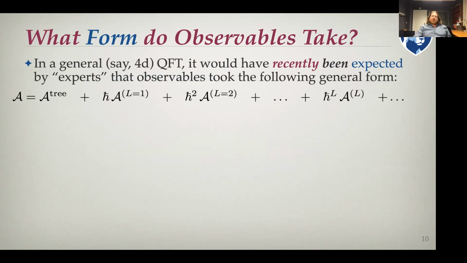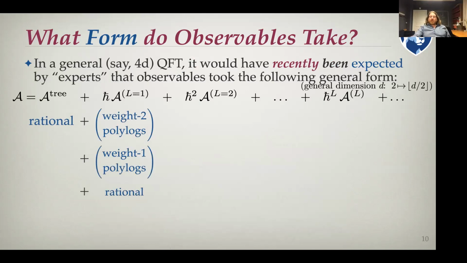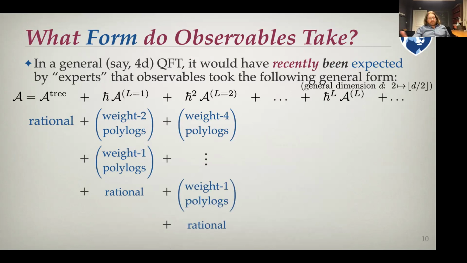So, of course, you have the loop expansion, the perturbative expansion. And at tree level, there's just sums of Feynman diagrams. There's no integrals to do. And so you get a rational function at leading order. And at one loop, in 4 dimensions, you'd get weight 2 polylogs plus weight 1 polylog plus rational. And you can replace 2 with floor of d over 2 if you'd like to talk about general dimensions. But then you'd have this kind of an organization of pieces. And at 2 loops, you'd have weight 4 polylogs, etc. And at higher loops, you would just see these things.